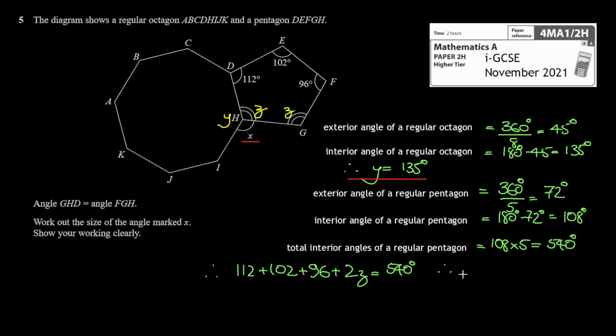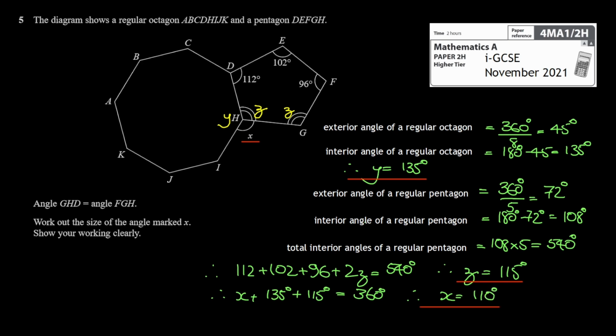And if you work that out on a calculator, z turns out to be 115 degrees. So we're there because we know that x plus y plus z must equal 360. And if you work that out, x turns out to be 110 degrees. And that is your answer.